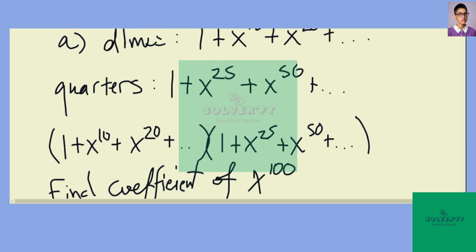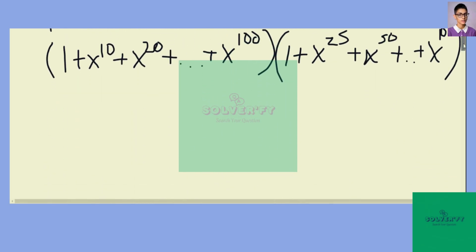And using a computer algebra system, we can expand this and find the coefficient of x to the 100. We find that this is going to be 3. So 3 is our answer for part A.